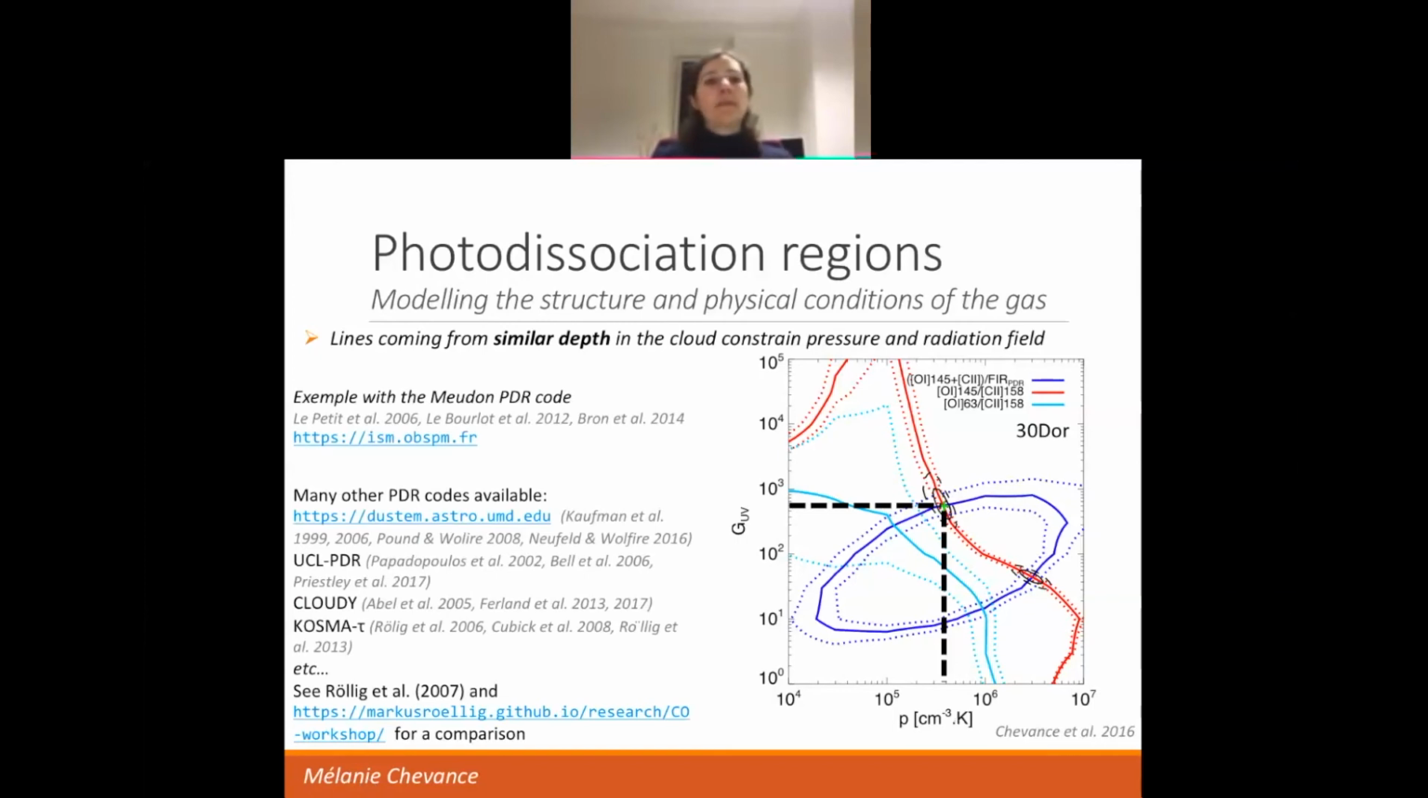The example I'm showing here is based on the Meudon PDR code, but many other PDR codes are available. This is a non-exhaustive list. I encourage you, if you're working on this or if you're interested in this, to see the paper by Röllig et al. 2007 and this website here that has been recently made available, showing a comparison between the predictions of different PDR models.